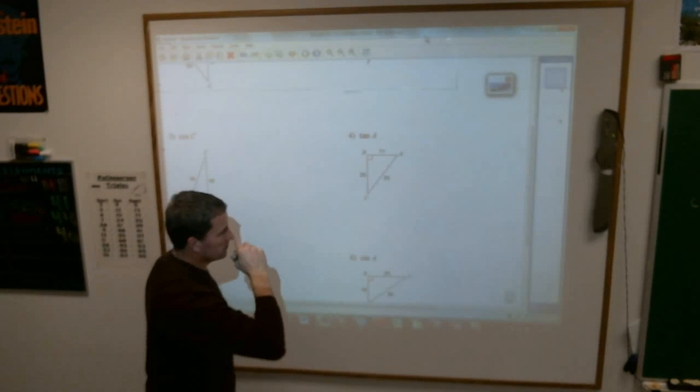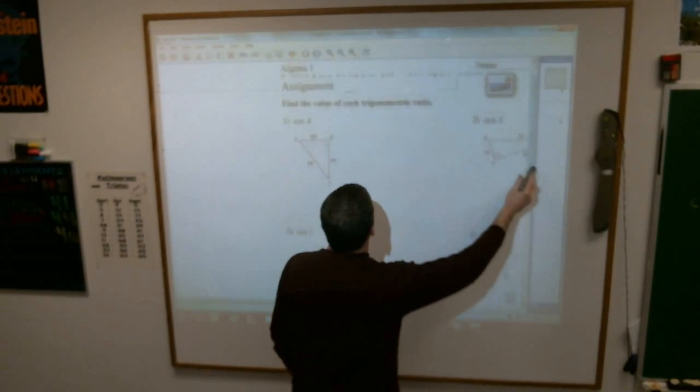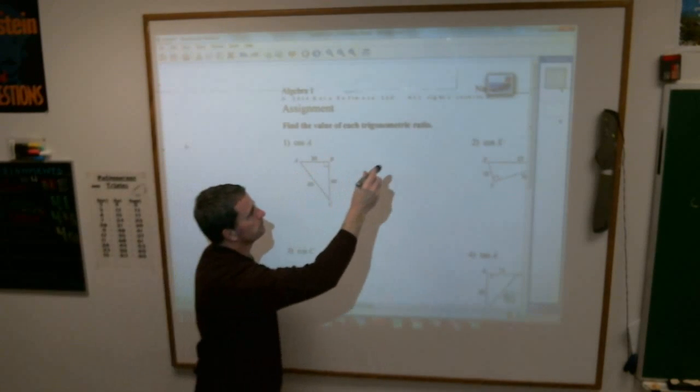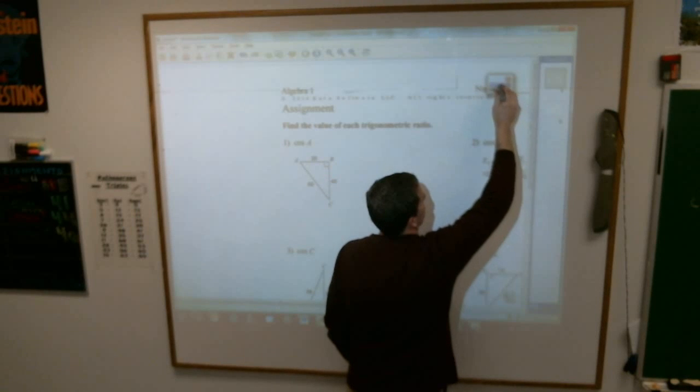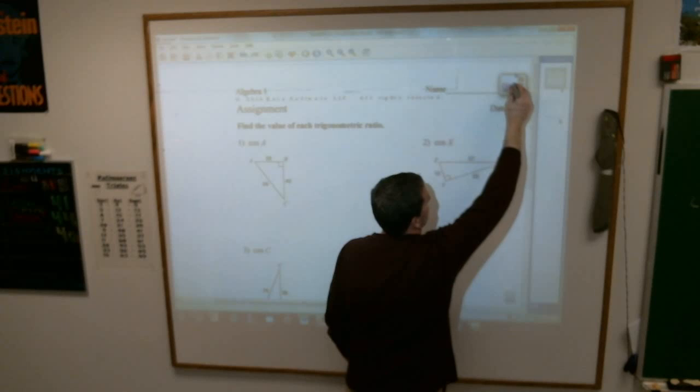Okay, the first page, so there's two different parts to this. The first thing you want to remember is SOHCAHTOA. If you weren't here, that probably makes no sense. But I think you would have it.